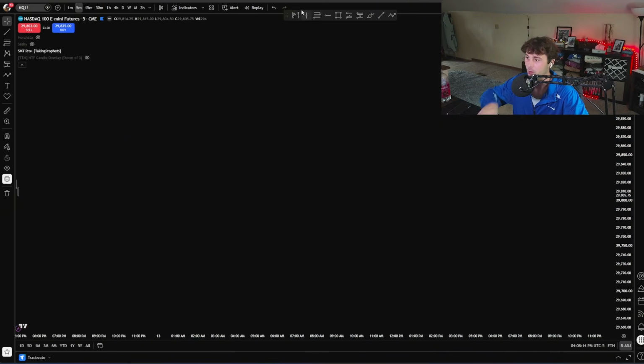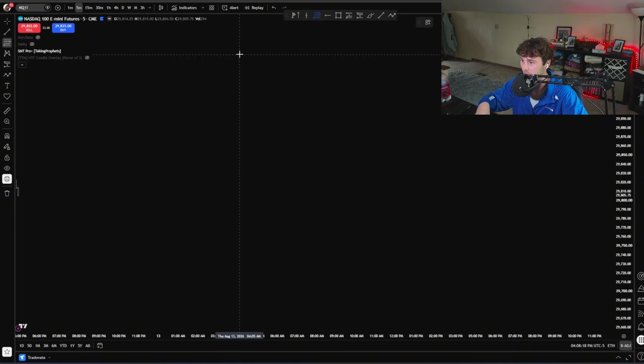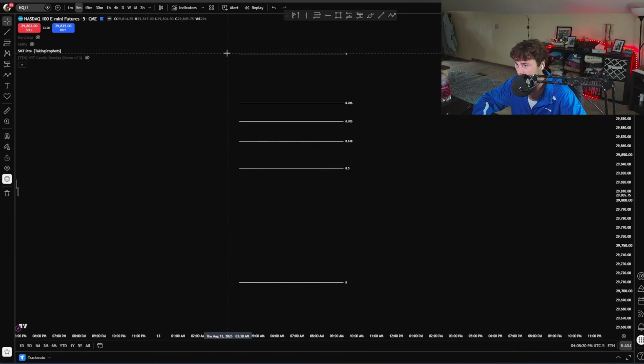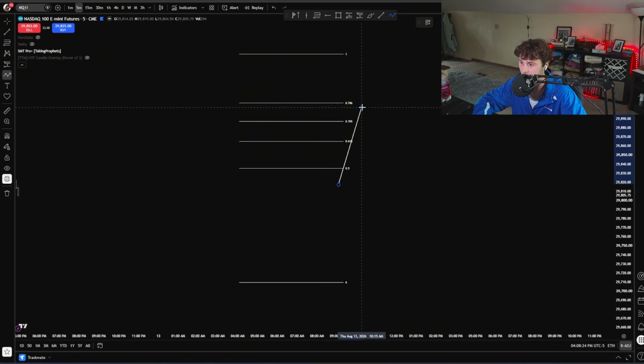So yeah. But whenever this thing here says is price in a premium or discount, okay? So if we are bearish, then up here above the 0.5, this would be in a premium, which is a good spot to look for shorts. You want to be shorting in premium markets, okay?